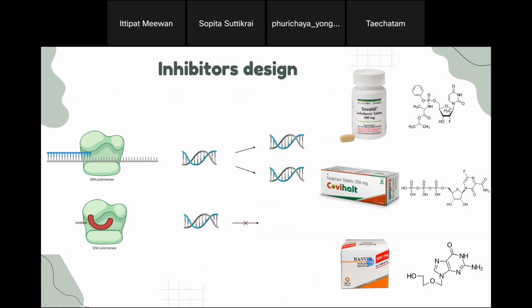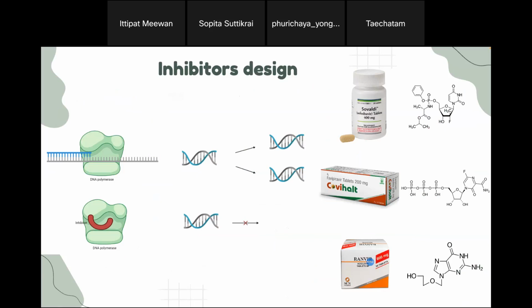Favipiravir. So we often heard about it when the outbreak was happening. Some people took favipiravir as an antiviral against SARS-CoV-2. And the last one here is Remdesivir, right?